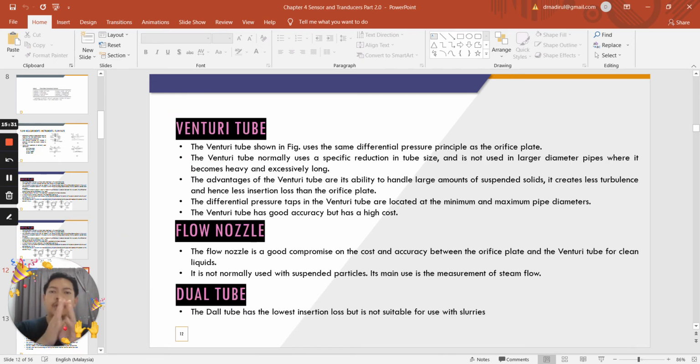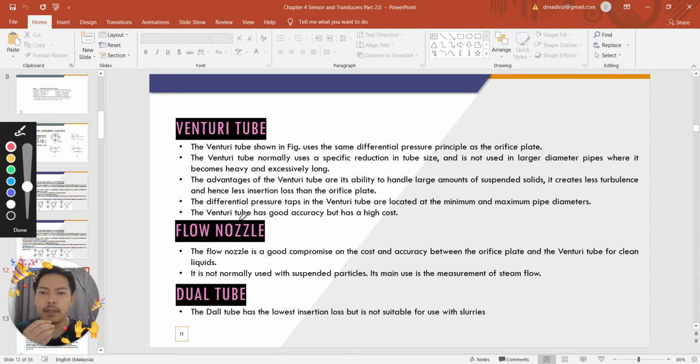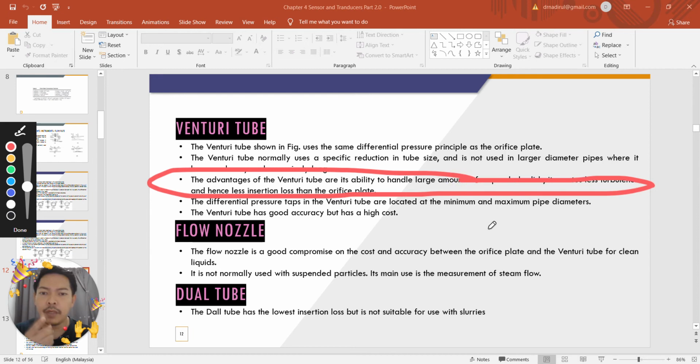Okay, so the venturi tube normally uses a specific reduction in tube size and is not used in larger diameter pipe, where it becomes heavy and excessively long. The advantages of the venturi tube are its ability to handle an amount of suspended solids, it creates less turbulence and hence less insertion loss than the orifice plate. You can see here, these are the advantages of the venturi tubes.